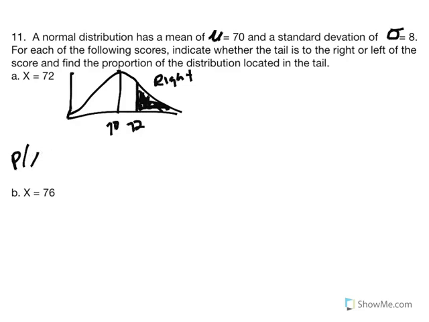And I'm going to move all of that down a little bit to give myself room for one more thing I need to do. So again, the probability of obtaining an x value that's greater than 72.